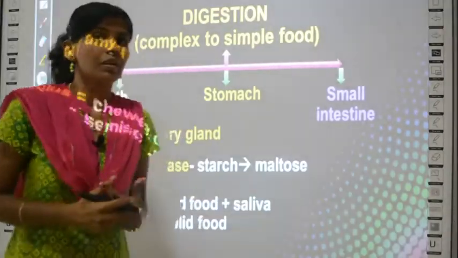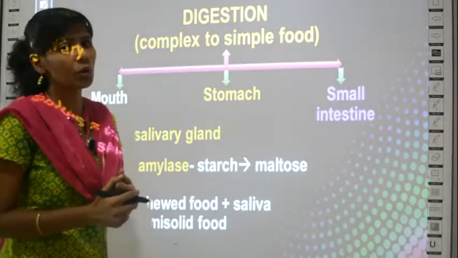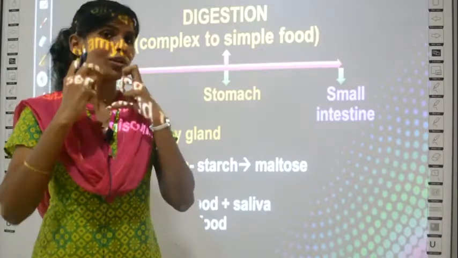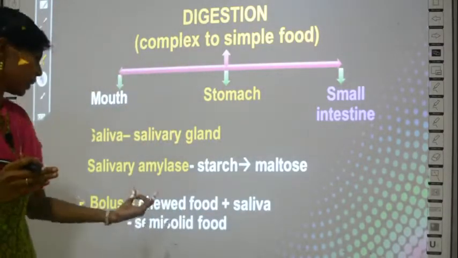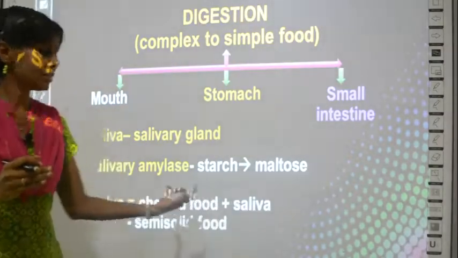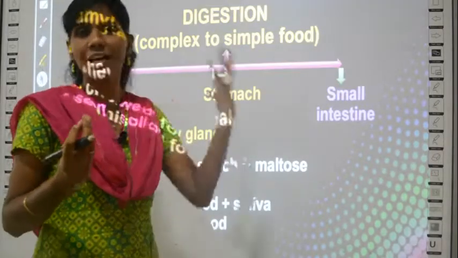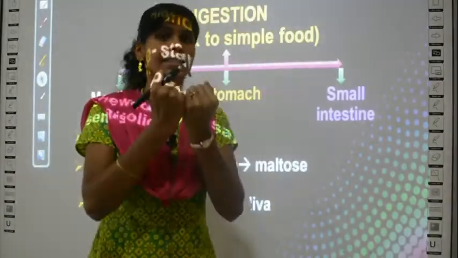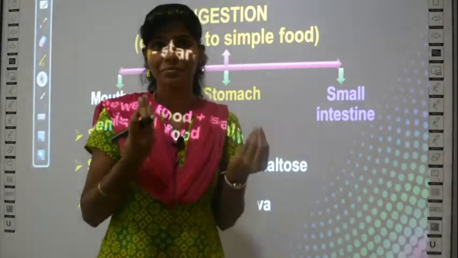Okay. We have one more term called bolus. Have you heard this word before? Bolus. What is bolus? Bolus is the chewed food. You are chewing the food in your mouth, no? That food plus the saliva together you call by the word bolus. Okay, so food separately you call it food, right? Saliva separately you call it saliva. When this chewed food and saliva are mixed together, you have a pasty nature, no?